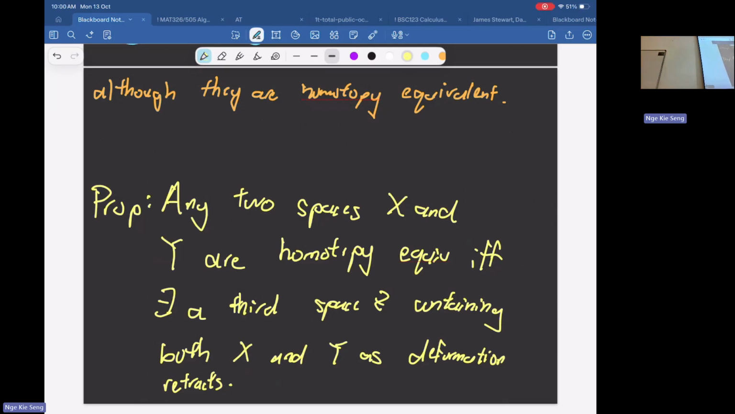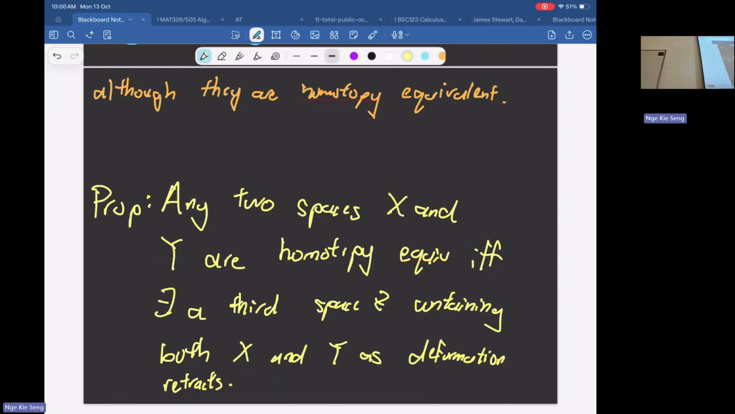To construct this Z, you need to form something called a mapping cylinder. Maybe I will introduce it later when we really want to use it, or if I find the proof, I can put it in also. So what's the mapping cylinder? Has anyone read chapter 0 already? What is the mapping cylinder?